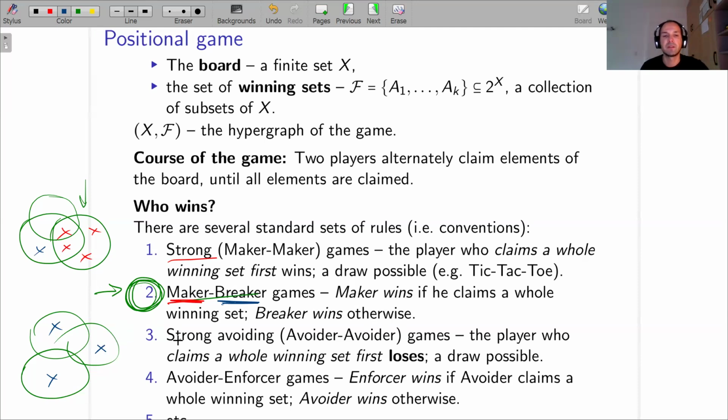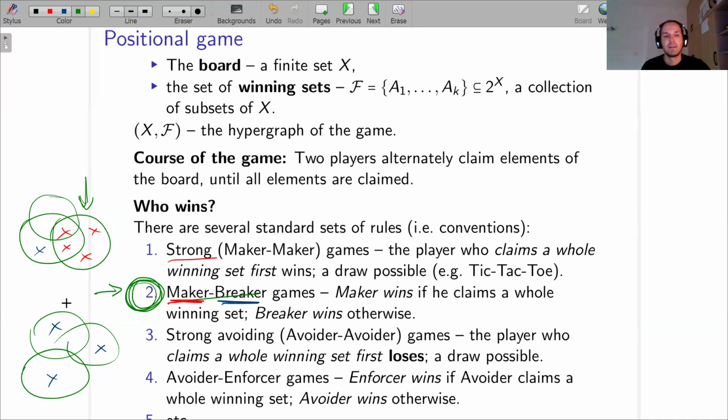So these are maker-breaker games, and there's also the misère version of these, essentially the avoiding games. I will not discuss them in detail here. Let me just say they're essentially the same structure, the same course of the game, but avoider would like to avoid doing this. So you lose if you do this. In the strong games, if you do it first, you lose. And then in the avoider-enforcer games, avoider tries to avoid and enforcer would like to force.